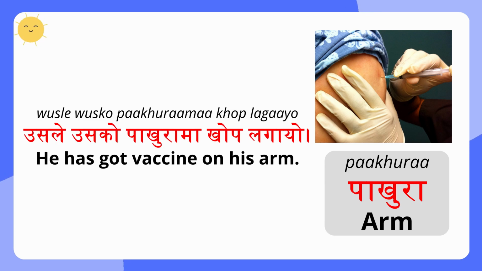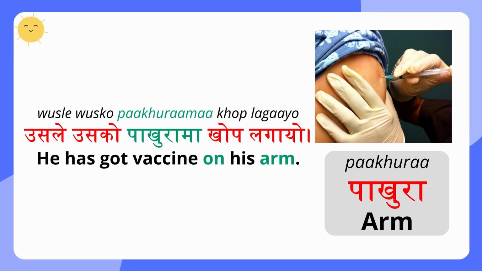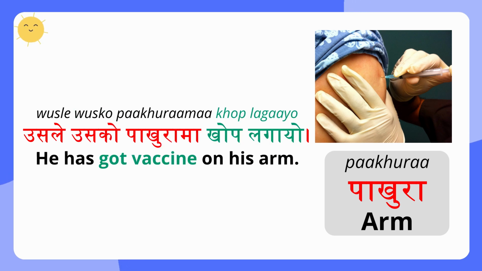उसले उसको पाखुरामा खोप लगायो. Here, उसले means he, usko means his, पाखुरामा means on arm, खोप लगाउनु means to get vaccine. He has got his vaccine on his arm.